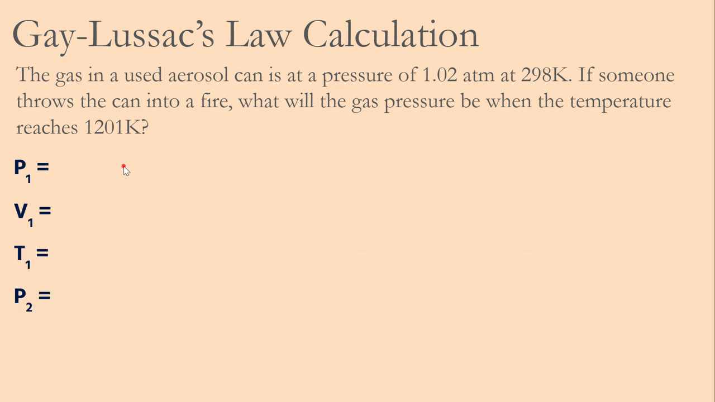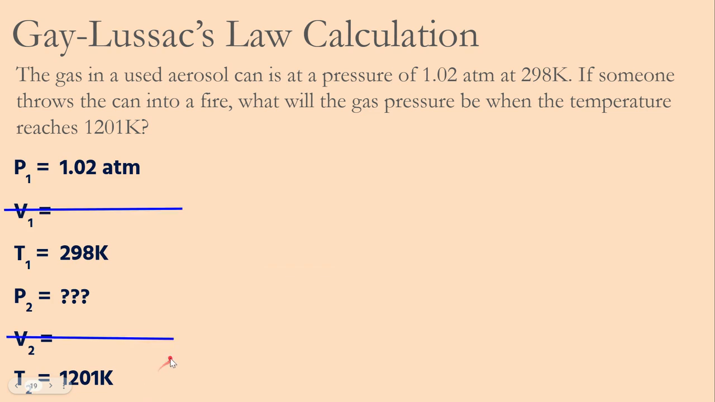We'll list what we know to start: our initial pressure, volume, temperature, and our final pressure, volume, temperature. Our first pressure is 1.02 atmospheres. Our first temperature is 298 Kelvin. Notice that volume is not mentioned. Our final pressure is unknown, that's what we're going to calculate. Our final temperature is 1201 Kelvin. And it becomes clear that we can ignore volume, it wasn't even mentioned. And Gay-Lussac's law doesn't involve volume.